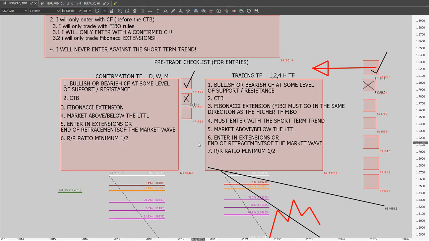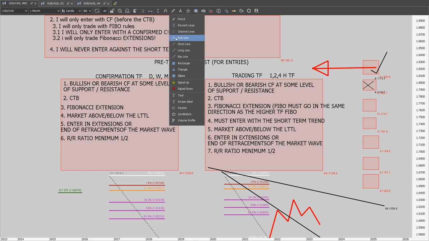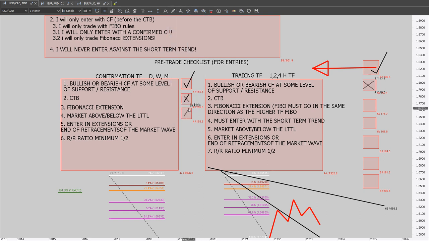So pre-trade checklist, I am not in Fibonacci extension. The market is still retracing. So no point in here. So far I have only one reason to enter and two reasons not to enter.